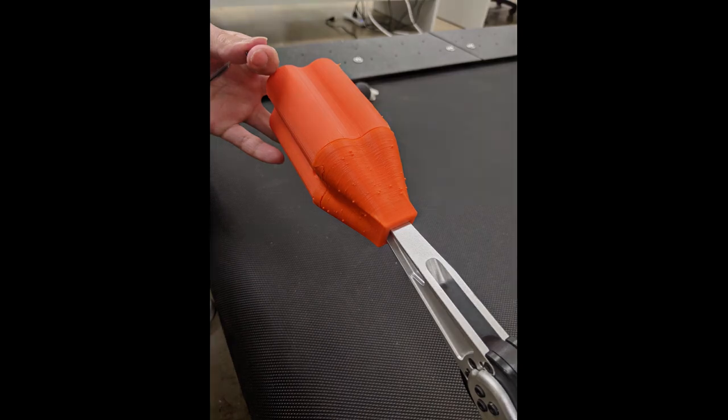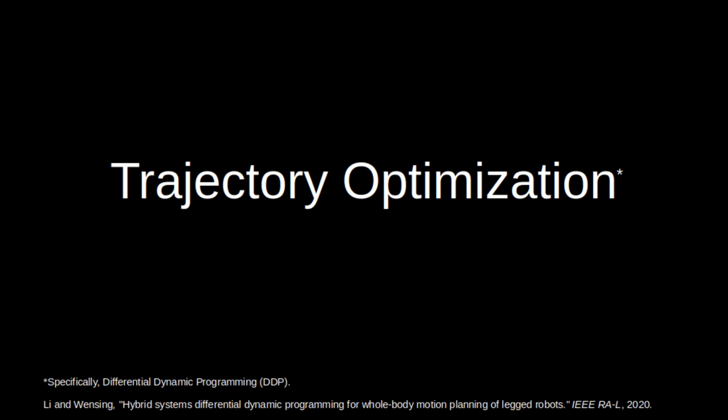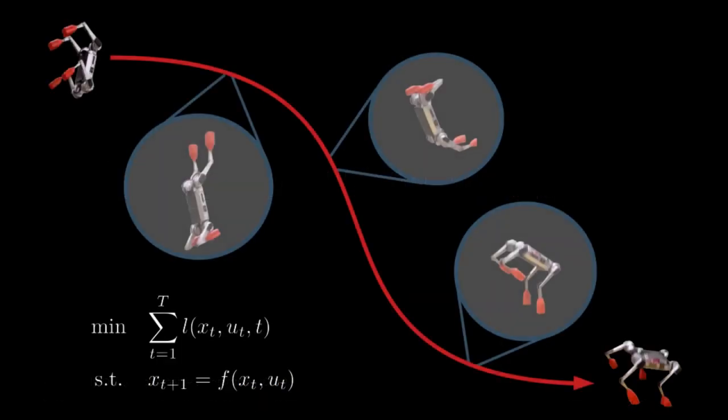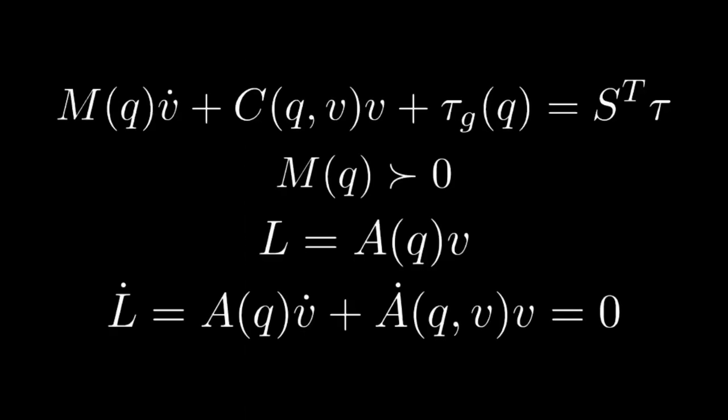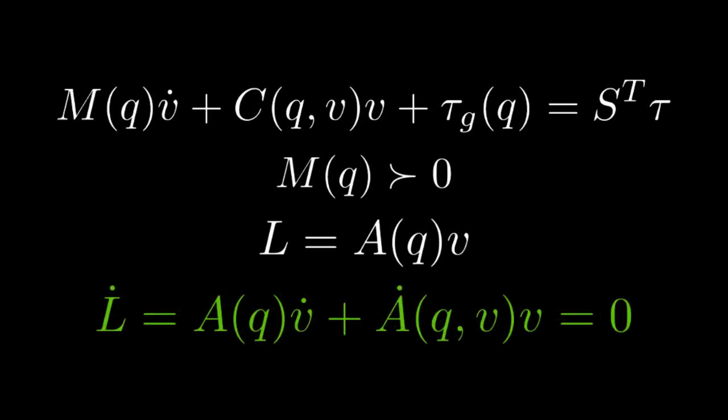We solve the design problem using trajectory optimization. Trajectory optimization is an algorithm that finds a motion for the robot that minimizes a given cost. In our case, the cost is simply the angle between the robot and the floor at the end of the motion. The trajectory optimizer has access to a detailed physics model of the robot, so it can automatically exploit conservation of angular momentum.